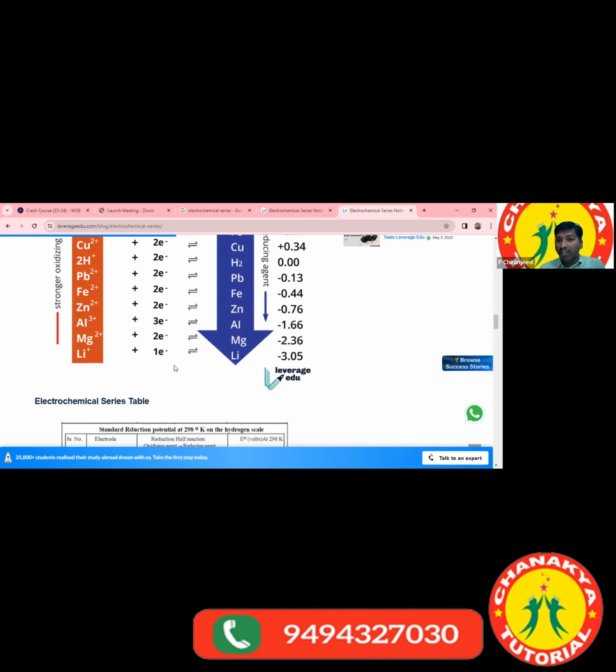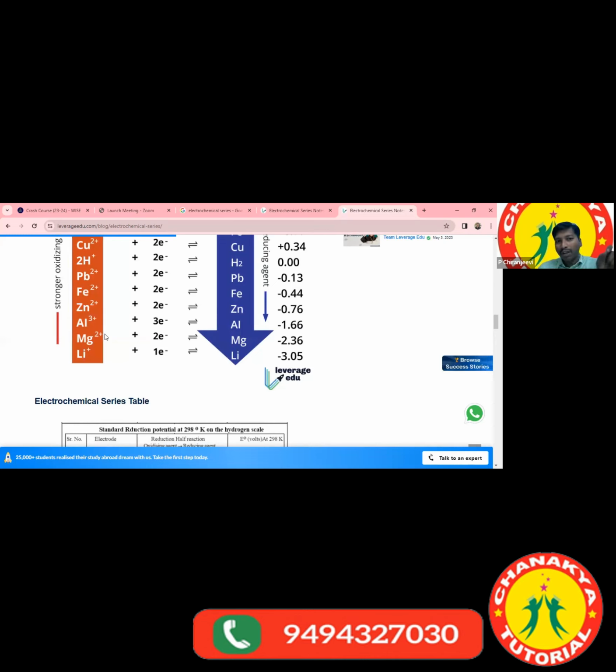And if you see downside, the ones having the negative values here are metals: lithium, magnesium, aluminium, zinc, iron, lead. Until here, all these metals are having negative values. And so metals are having positive charge. At the same time, non-metals.